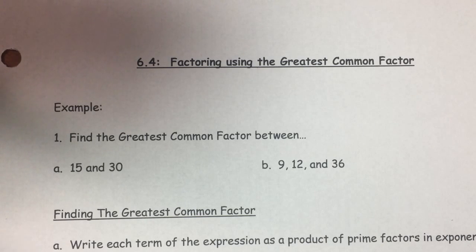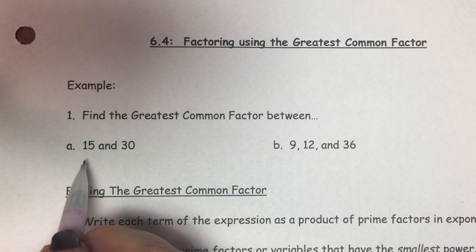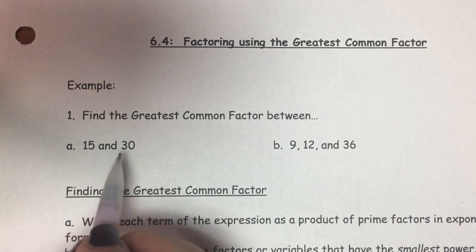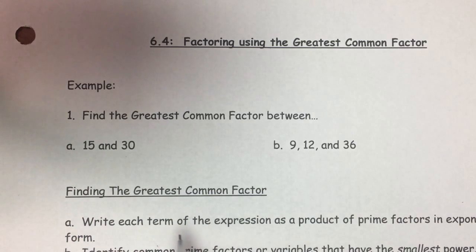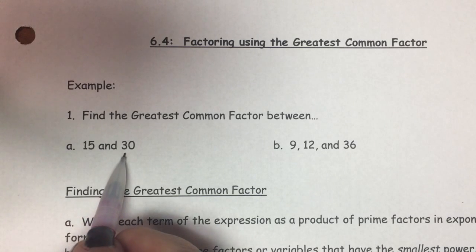So the greatest common factor means that you want the biggest number that divides into both, in this case, 15 and 30. The least common multiple means you want 15 and 30 to divide into that larger number. Greatest common factor means you want the largest number that divides into both 15 and 30.